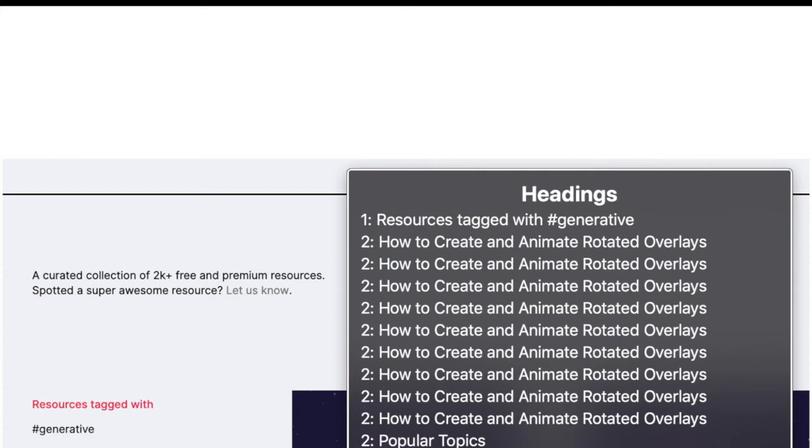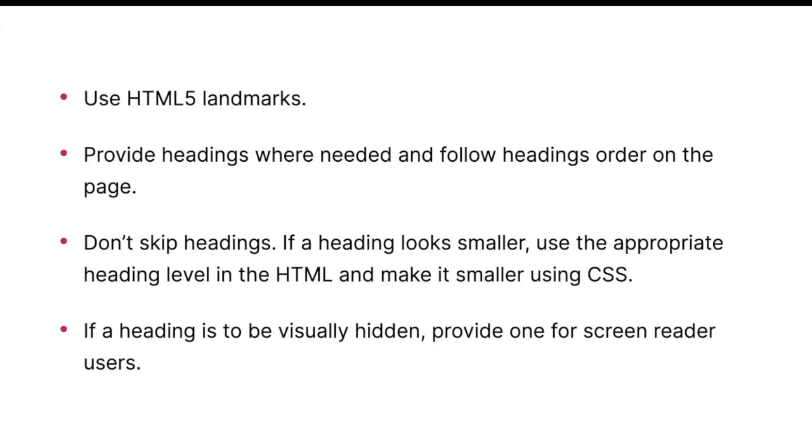Now, without thinking about the importance of document structure and taking that into account when writing the underlying code of the page, the markup would have been much different and much less accessible. So the main takeaways from this section are: use HTML5 landmarks, provide headings where needed and follow heading order on the page. Don't skip headings. If a heading looks small, use the appropriate heading level in the HTML and style it to look smaller using CSS. If a heading is to be visually hidden, provide one for screen reader users.